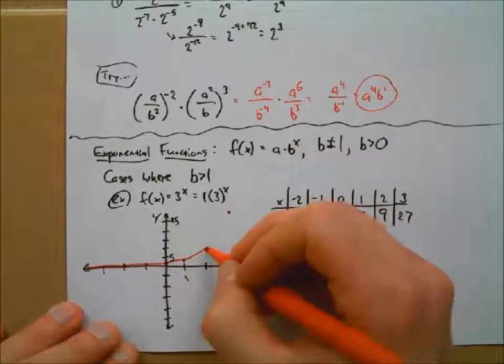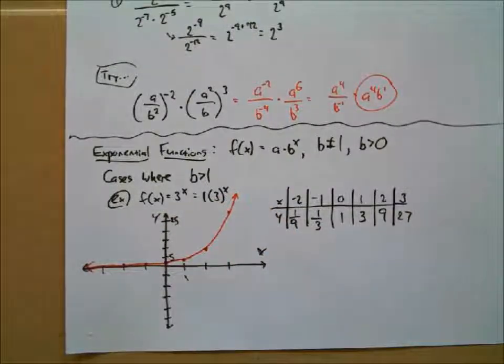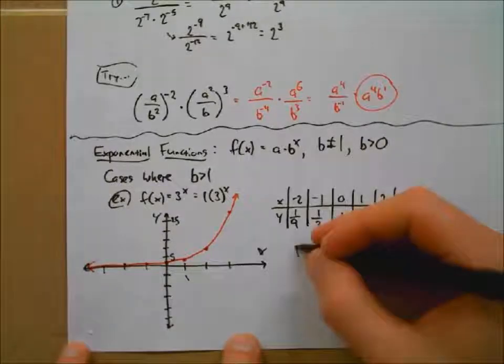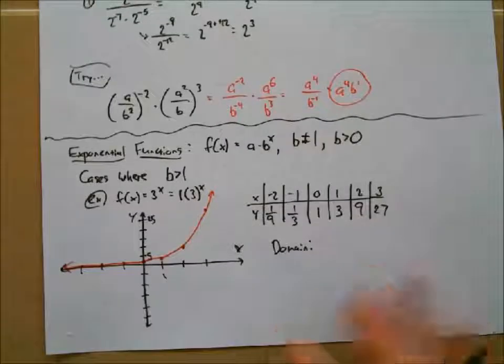Okay, if we connect these dots, we get a curve that looks like this. Okay, and so now that we have reintroduced this function to you guys, since you've seen it back in Algebra 2, let's talk about some of the characteristics again, right? So we can talk about, for example, its domain. What would its domain be?